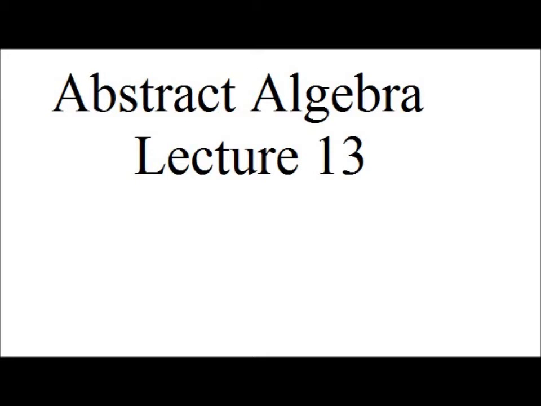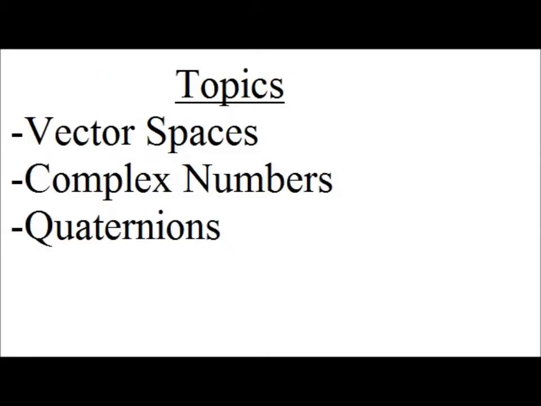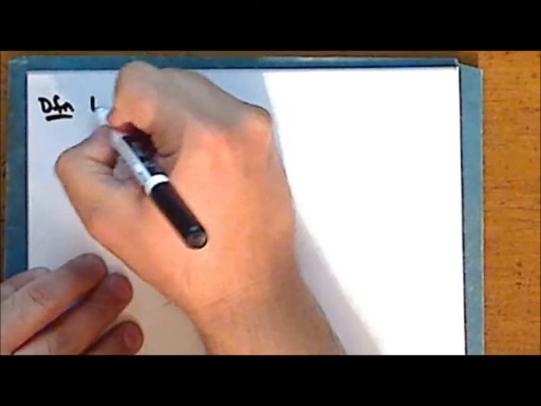Welcome to the 13th lecture in Abstract Algebra. The topics that we'll explore in this lecture include vector spaces, algebraic structures over the complex numbers, and algebraic structures over the quaternions. Okay, so we'll start this lecture with a formal definition of a vector space.